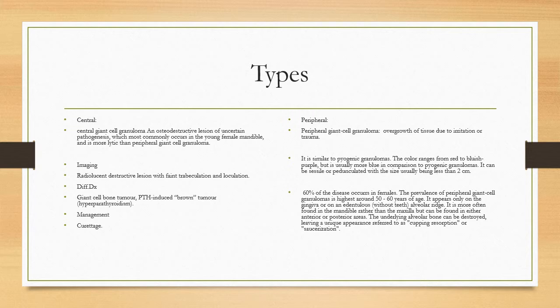About 60% of the disease occurs in females, with prevalence at about 50 to 60 years of age, and it appears only on the gingiva or on an edentulous area. It is more often found in the mandible rather than the maxilla. It can be found in either anterior or posterior areas. Underlying alveolar bone can be destroyed, leaving a unique appearance referred to as cupping resorption, or saucerization.